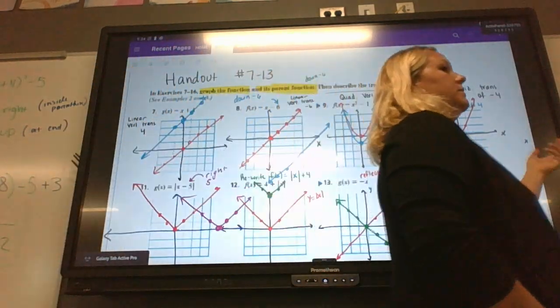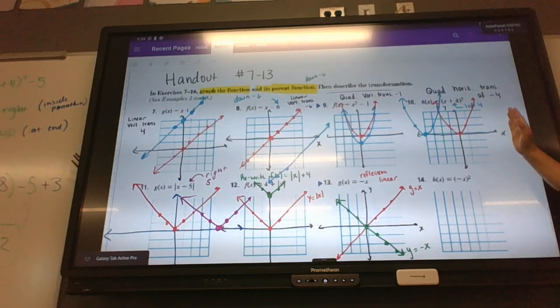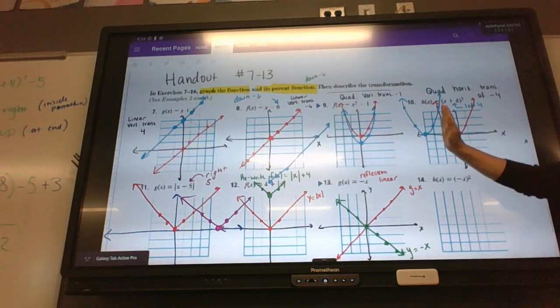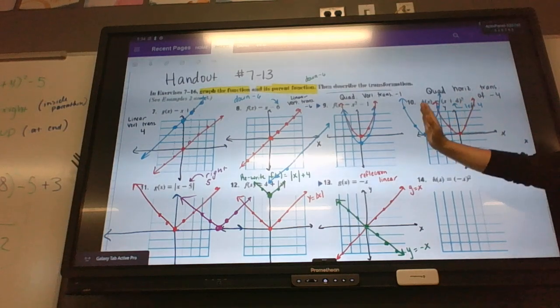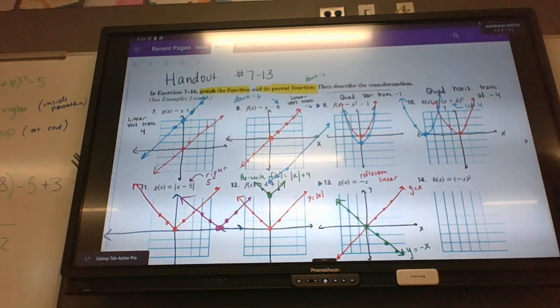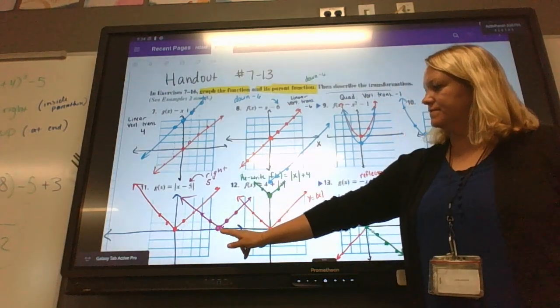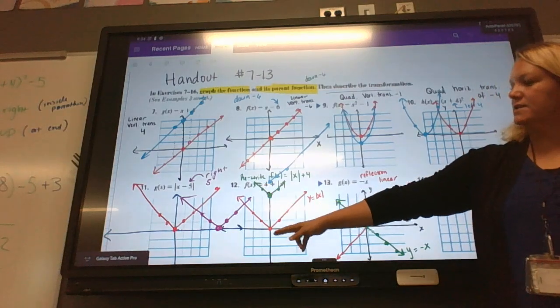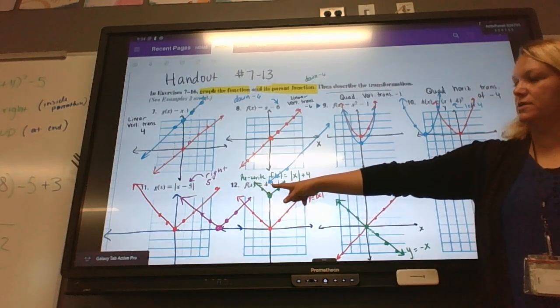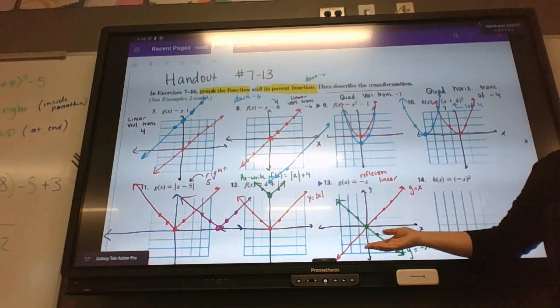Number 10 is one you might make a mistake on. Take a look at 10. Is your parabola to the right or is your parabola to the left? It should be left. A plus 4 shifts it left. This one should be right. Number 12 is up 4, even though the 4 shows up in front. That's a little strange.